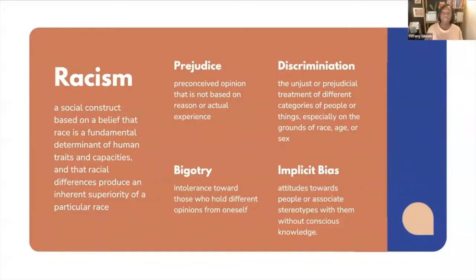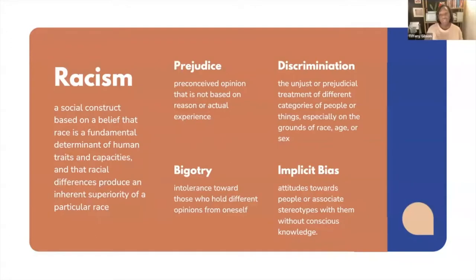Prejudice is preconceived opinions that's not based on reason or facts. Discrimination is the behavior of prejudice. So while prejudice is the thought and the opinion, discrimination is the actual action, the unjust or prejudicial treatment of people due to their differences. Bigotry is intolerance to differences. And implicit bias is attitudes associated with stereotypes without conscious knowledge.